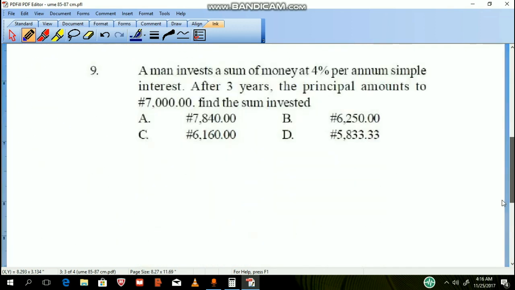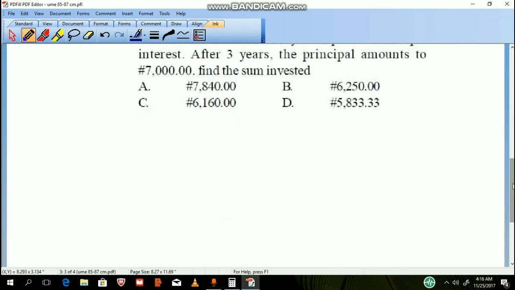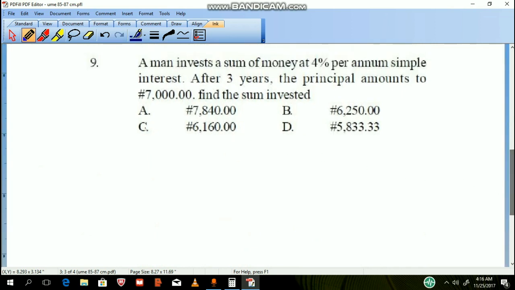The next question is: a man invests a sum of money at 4% per annum simple interest. After 3 years, the principal amounts to 7,000. Find the sum invested. Now the sum invested is the principal. The principal has amounted to 7,000 naira.